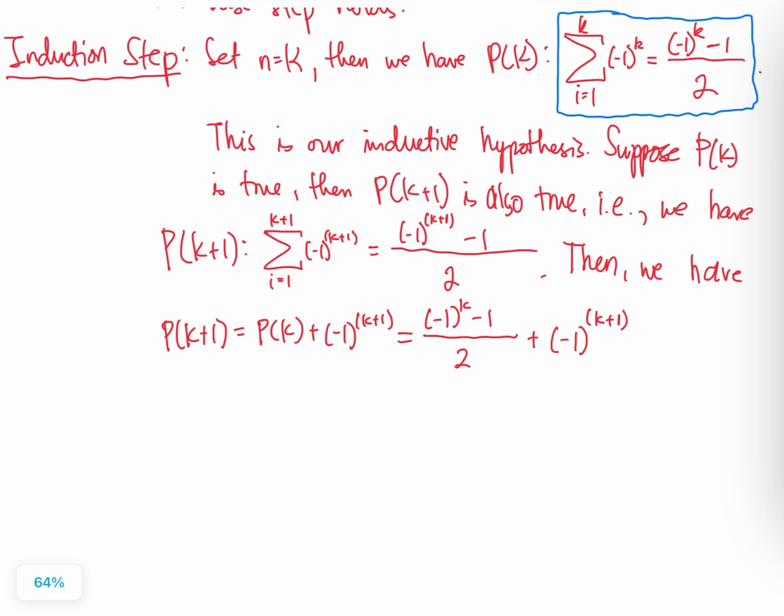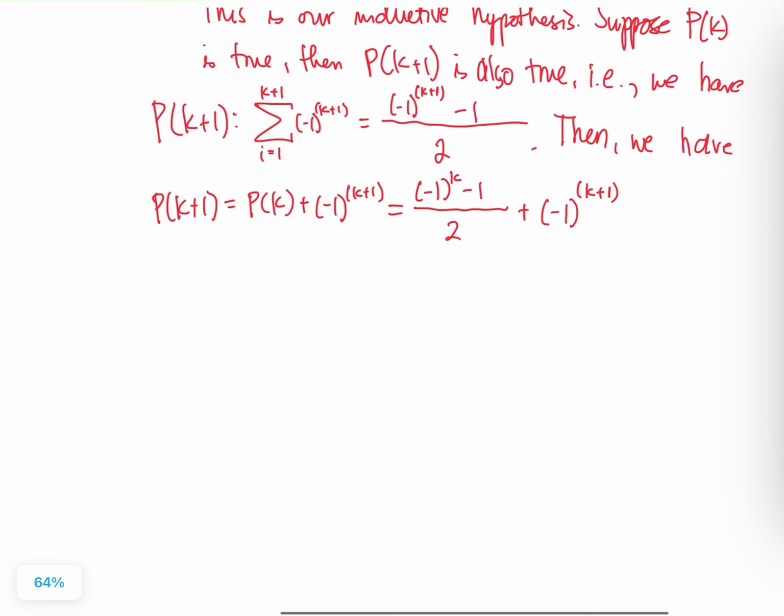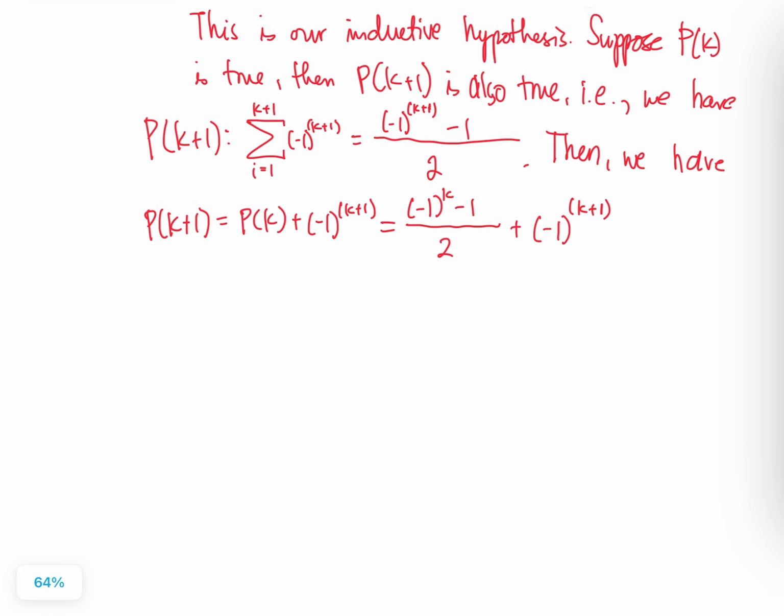So first things first, we're gonna put them all over one denominator. So we're gonna make the 2, and we can do that by putting something like 2 over 2 here, which is just equal to 1. So just to combine them and put them in the numerator, we have negative 1 raised to k minus 1 plus 2 times negative 1 raised to k plus 1. Okay, cool.